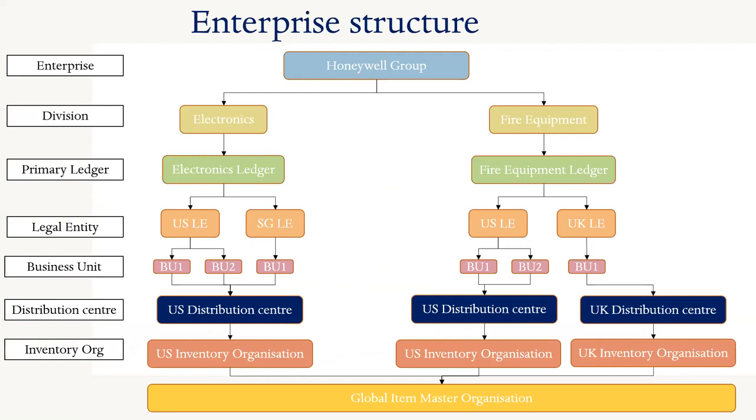So what is enterprise structure? How is this different from MOAC that we have in R12? Here, I have taken Honeywell as a use case. If you see on the entire structure list, we have the legal entity, the primary ledger, inventory org, and the business units, already defined in R12 as well. So how is this different from R12?